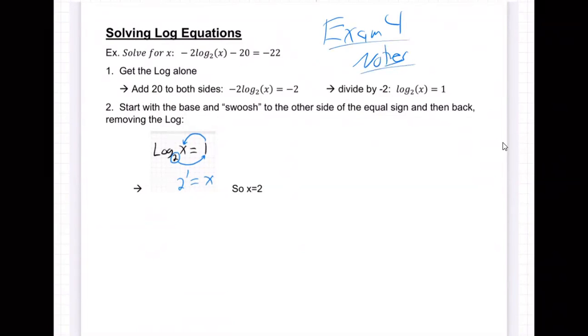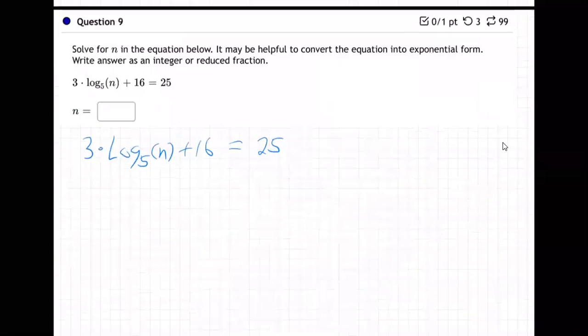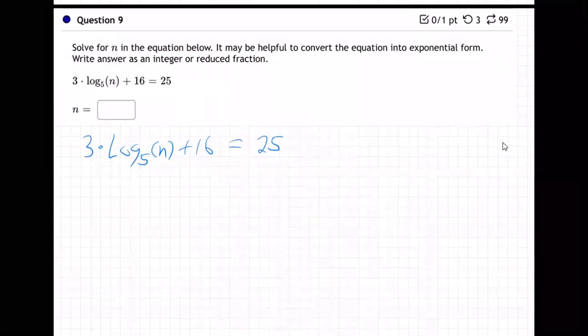What do you do? Well, the first step is you got to get the log alone. So do whatever it takes to get the log alone. In this case, I had to add 20 and divide by 2. And then do the switch thing. So get the log alone and do the switch thing. So let's do that. Step number 1.